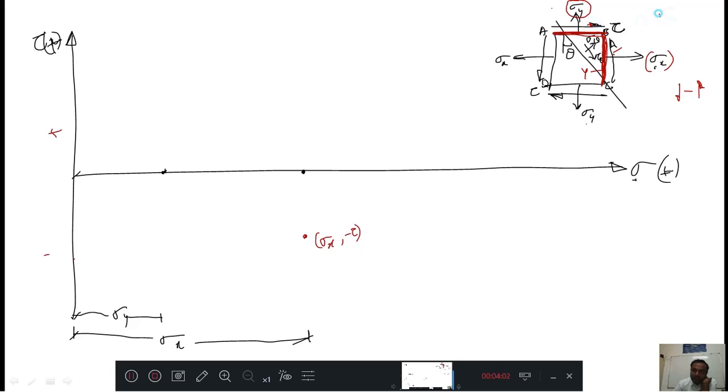This shear looks this way and its partner is in this direction. Then these two create a clockwise shear, positive. Therefore on this axis, tau is acting, plus tau is acting, and sigma y is acting. Therefore that will be somewhere here. This is sigma y comma plus tau.